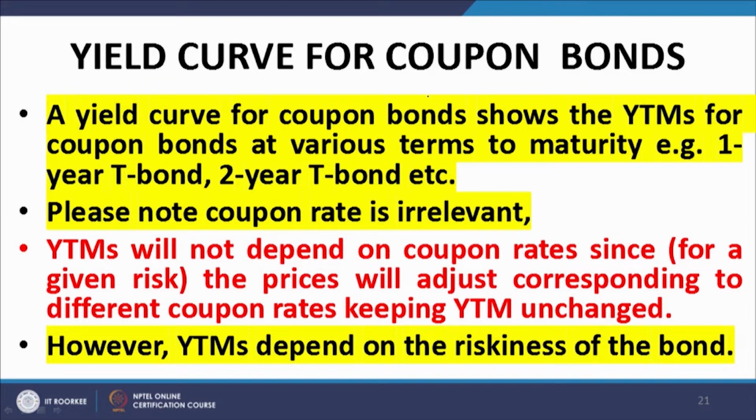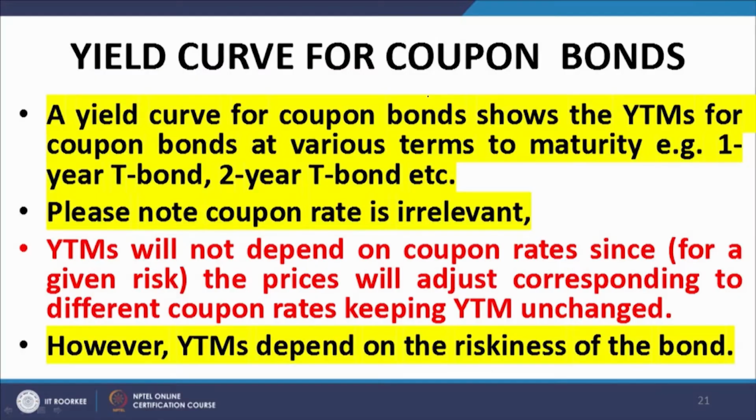The YTM is a risk adjusted rate. So, if you are talking about T bonds, it would be the risk free rate, but the important thing is that it is a rate which depends on risk. It does not depend on the coupon payments. The price adjusts itself in tandem with the pattern of coupon payments corresponding to a given risk profile. So, coupon rate is irrelevant.